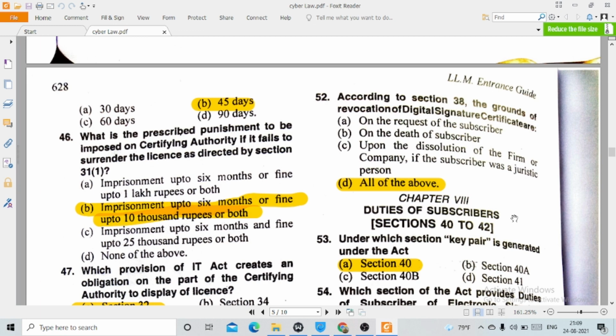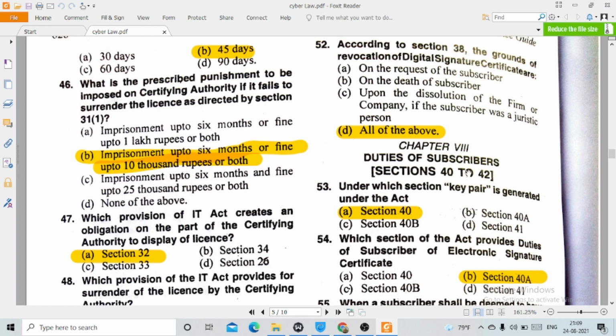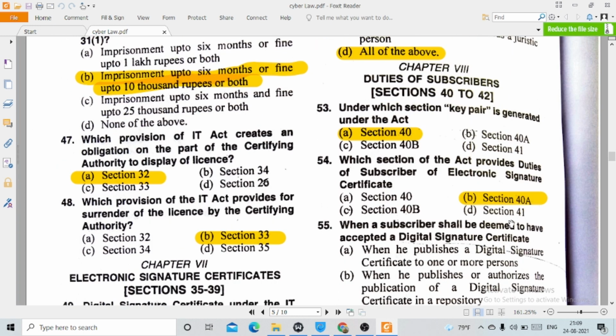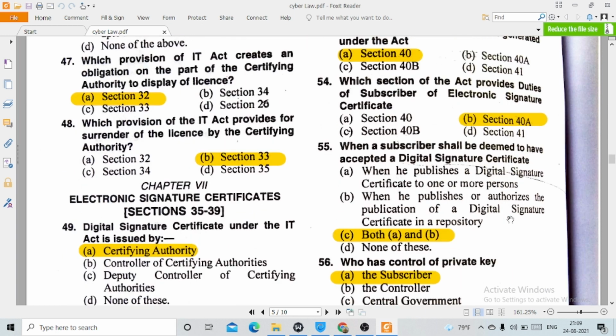Now we will be dealing with questions relating to chapter 8, which deals with duties of subscribers, sections 40 to 42. 53. Under which section is the key pair generated under the Act? This option is section 40. 54. Which section of the Act provides duties of the subscriber of an electronic signature certificate? This is option number B, section 48.